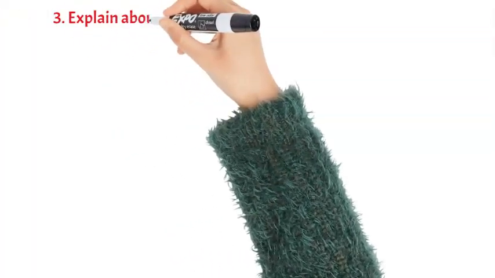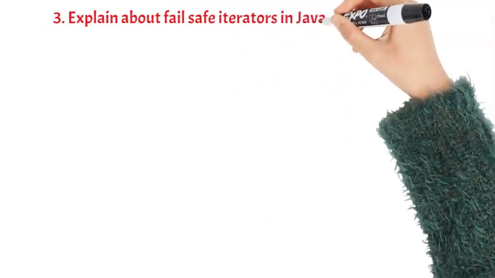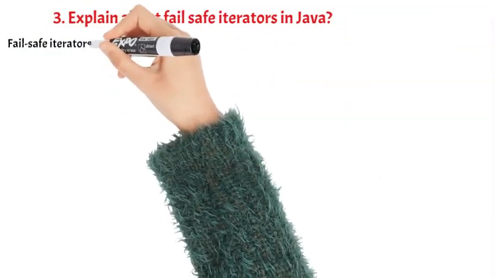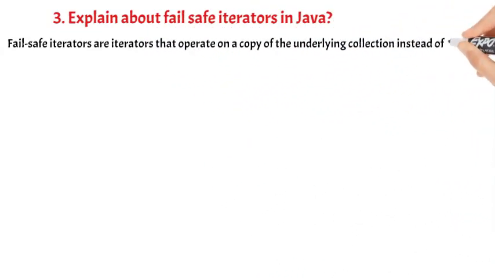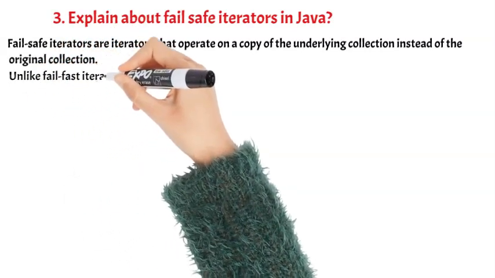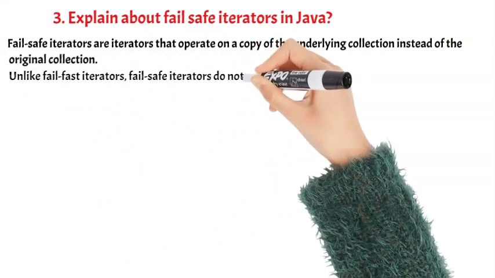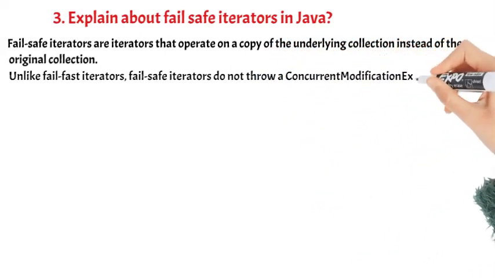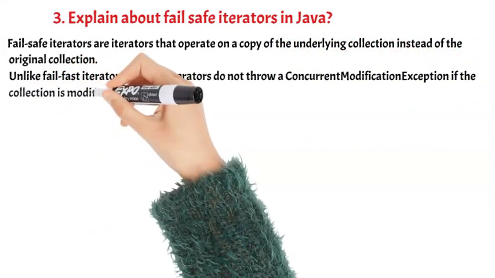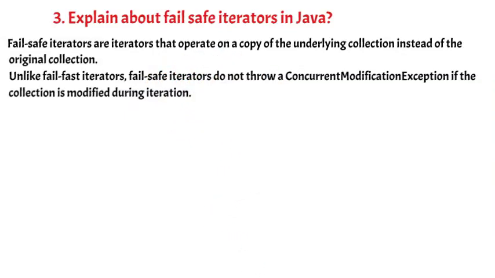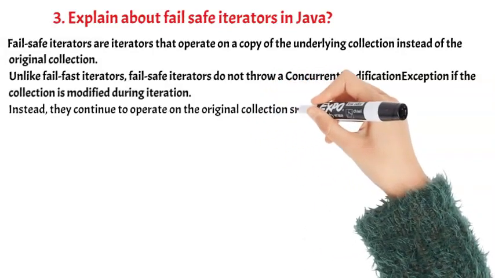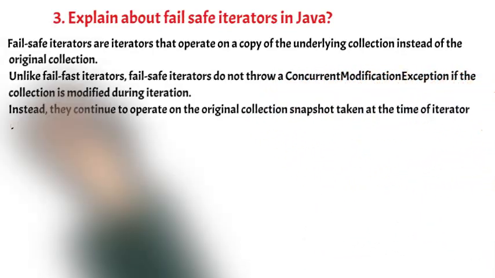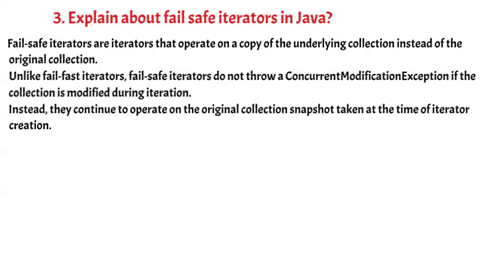3. Explain about fail-safe iterators in Java. Fail-safe iterators are iterators that operate on a copy of the underlying collection instead of the original collection. Unlike fail-fast iterators, fail-safe iterators do not throw a ConcurrentModificationException if the collection is modified during iteration. Instead, they continue to operate on the snapshot taken at the time of iterator creation.